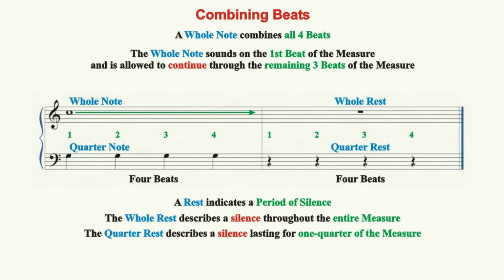A rest is a symbol that tells the musician to be silent and refrain from playing for a specific amount of time. Like a whole note, a whole rest is equal to 4 quarter notes and combines all 4 beats of the measure. A whole rest tells the musician to remain silent beginning on the first beat and to continue that silence through the remainder of the measure. The symbol for a whole rest appears as a solid rectangle which hangs down from the staff line.